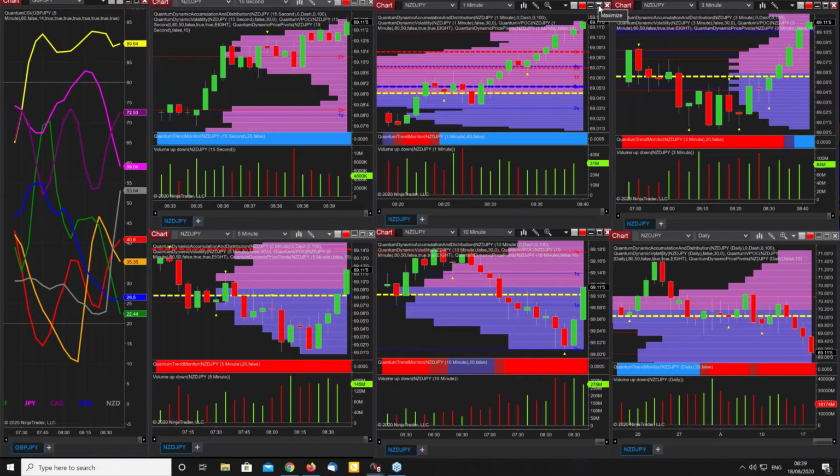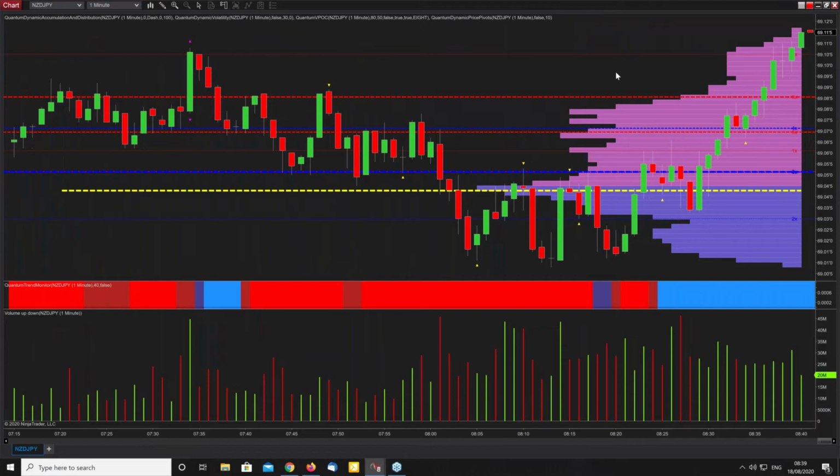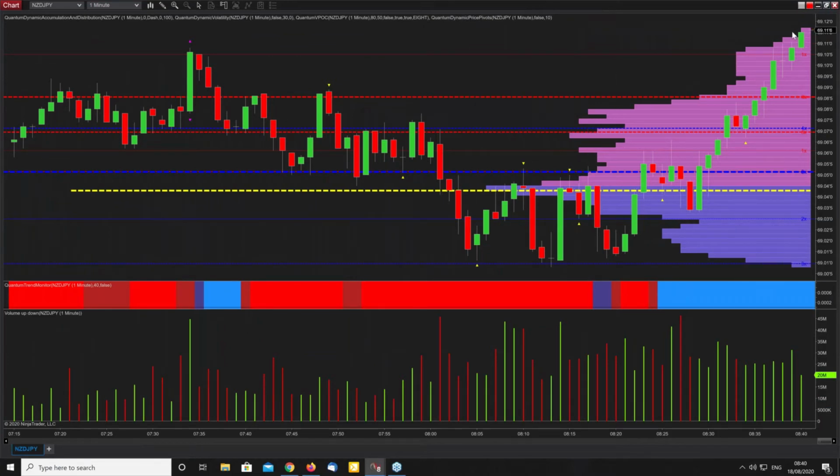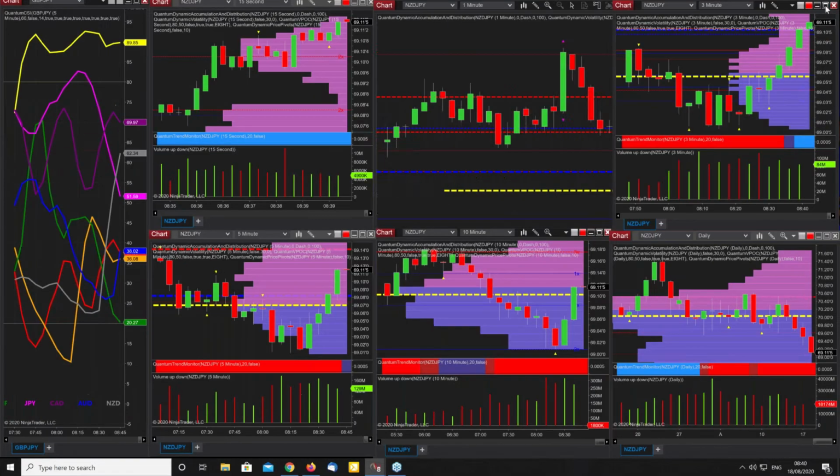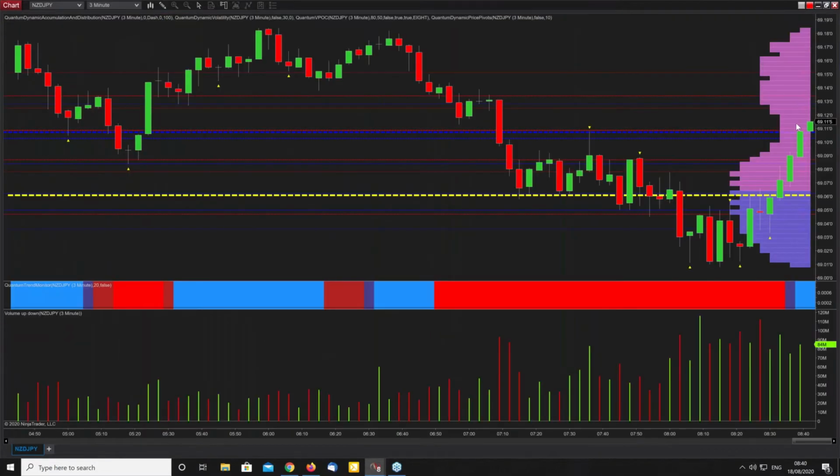What have we got in the way of anything ahead that's going to cause us problems? Nothing on that one. We're moving up into a low volume node here, so that's all nice and dandy. Let's have a look at the 3 minute.